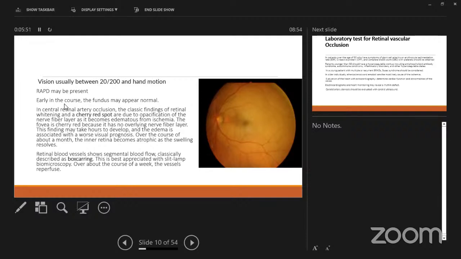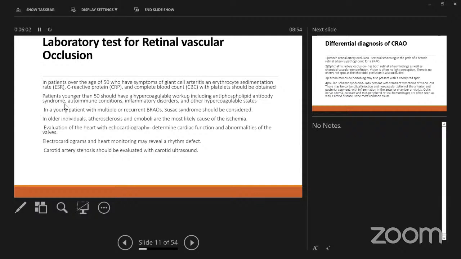Retinal blood vessels show another characteristic feature, box carrying. That is, retinal blood vessels show segmental blood flow. It is best appreciated on slit lamp, and after a course of 1 week, the vessels will reperfuse.